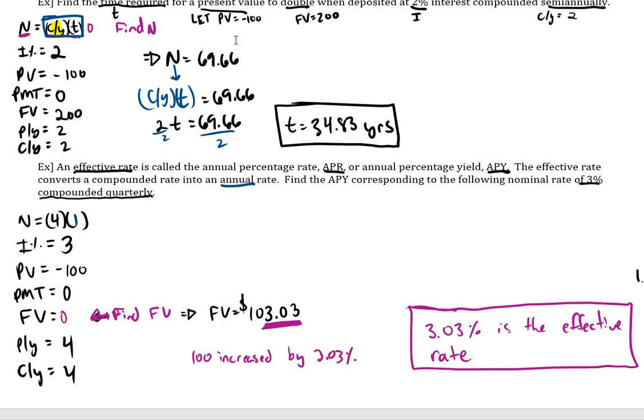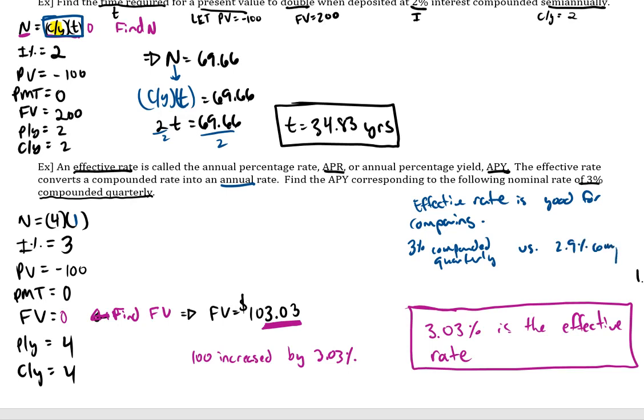So one reason that they do this, so I didn't have a problem on it, but one reason that they might do it is to compare. The effective rate is good for comparing. So for instance, if they said 3% compounded quarterly, say versus like 2.9% compounded monthly. Okay, so they might do something like that. And then really it is just the whole setup still. So here, so might as well, this is a little side problem.